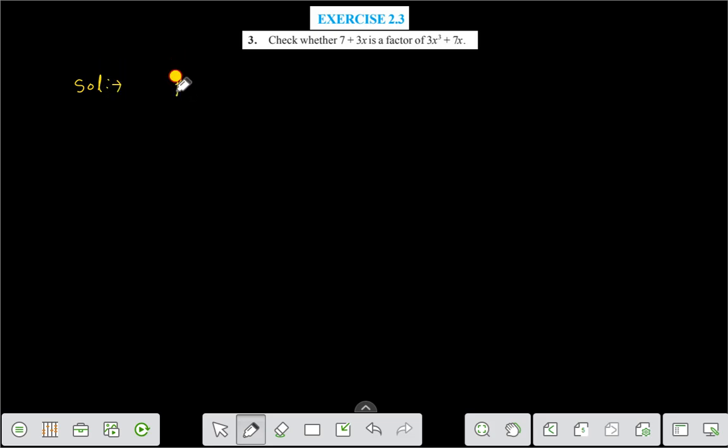Let p(x) is equal to 3x cube plus 7x. You have to check whether 7 plus 3x is a factor or not.